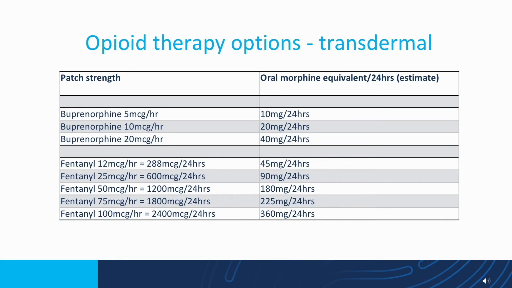Transdermal preparations, just to mention a couple of dose conversions. Buprenorphine, I may consider in somebody that's particularly elderly, frail, with comorbidities, in terms of helping them with chronic non-cancer pain. A 5 microgram per hour buprenorphine patch is equivalent to about 10 milligrams of oral morphine per day. So quite a small dose. You would consider it in somebody that has difficult to control pain, and you're considering using opioid therapy. I sometimes use buprenorphine in these situations.